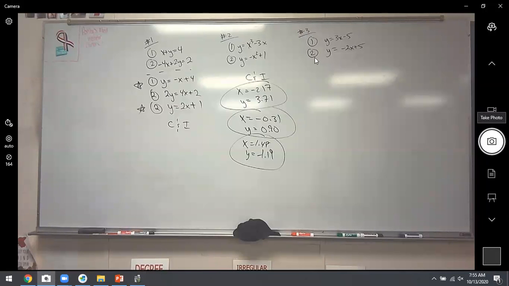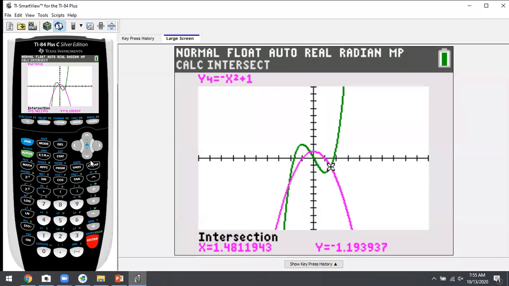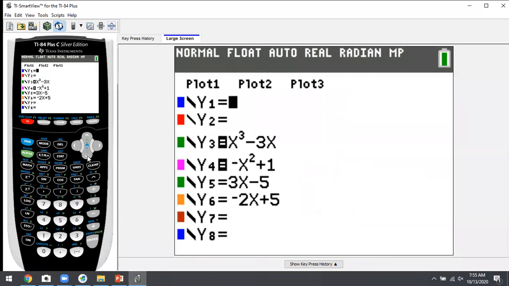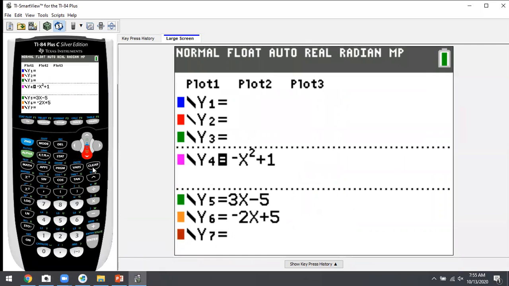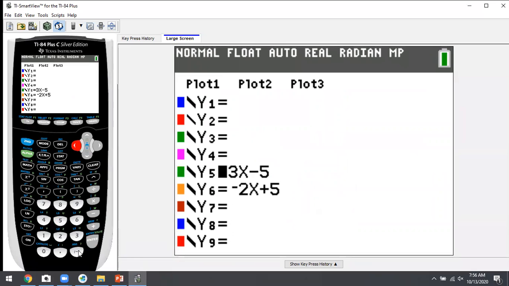Lastly, number 3 up here on the board, y equals 3x minus 5 and y equals negative 2x plus 5. Those are just lines. That won't be anything too interesting. So you go to your y equals, you type them in exactly like they look: 3x minus 5, negative 2x plus 5. First one, you should expect to see a line going up, a positive slope, and the second one, a line going down with a negative slope.